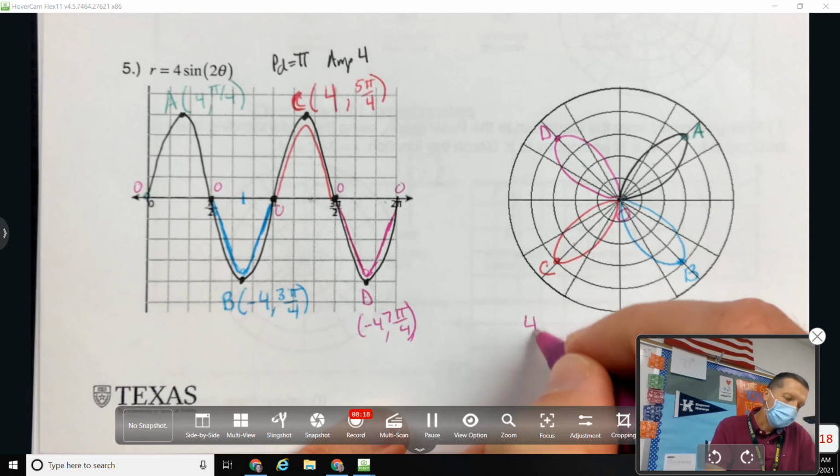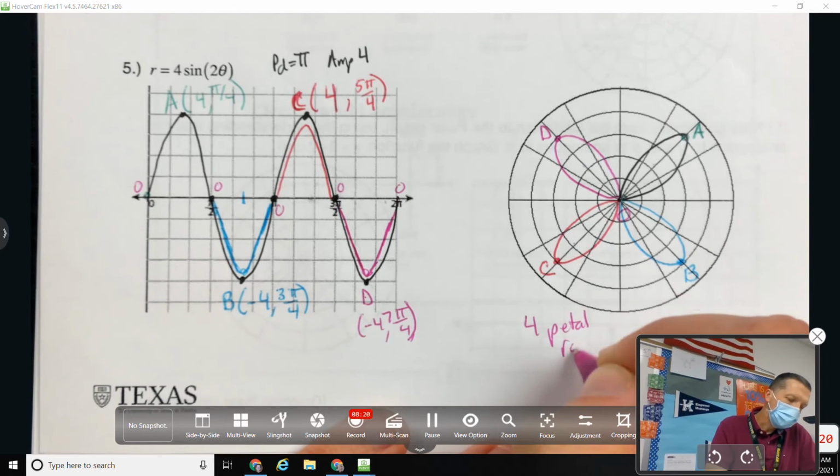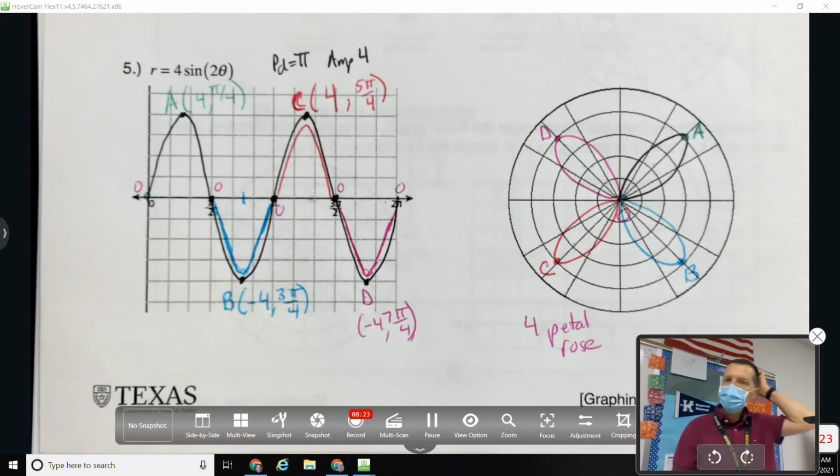So that's a 4-petal rose. Again, we'll talk more about that in a little bit, how we could have known that from the get-go.